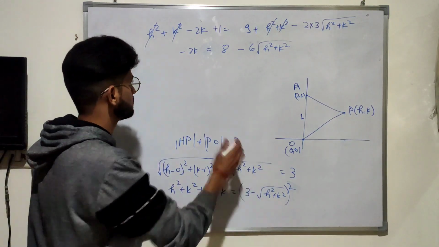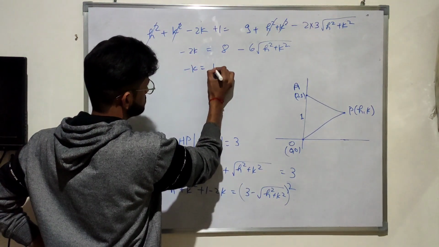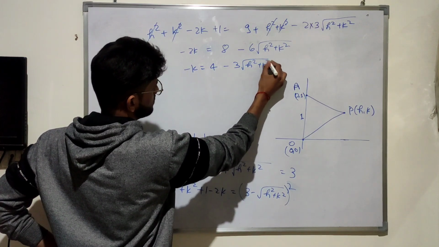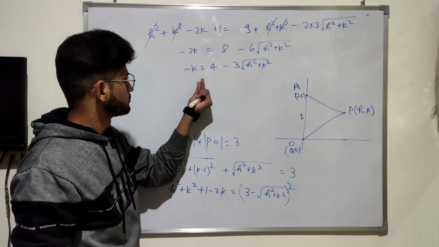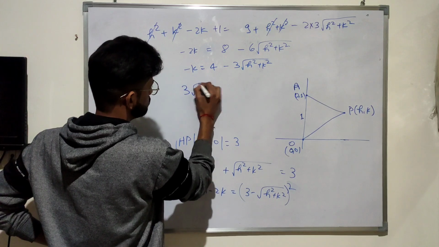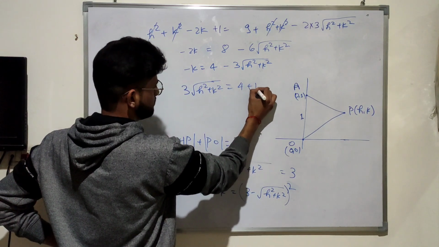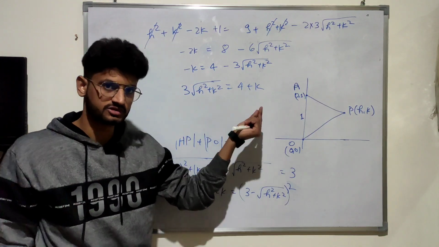What we can do here is write minus k equals 4 minus 3 root over h square plus k square. So now we can write 3 times root over h square plus k square is equals to 4 plus k. Again we will square both the sides.